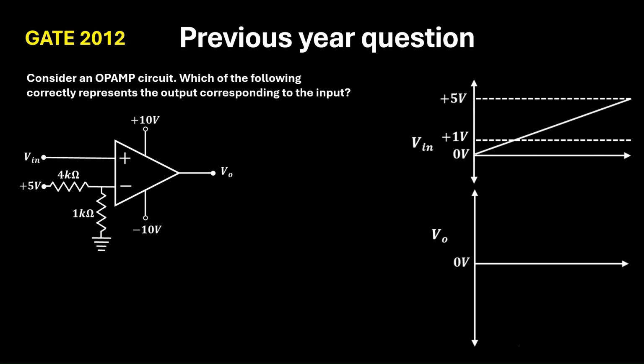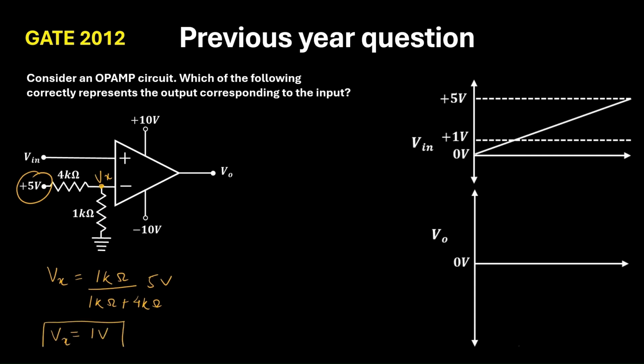Now, the first thing which we have to do here is, even though 5 volt is supplied here, the net voltage which is going inside the op-amp is this particular Vx. I'll just denote it by Vx. So Vx is 1 kilo ohm divided by 1 kilo ohm plus 4 kilo ohm into 5 volt. If we do this calculation, we will get 1 volt. So now we have got Vx.